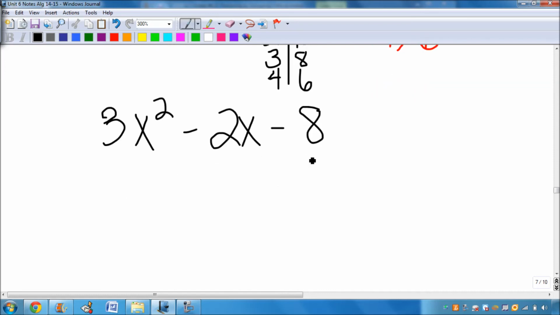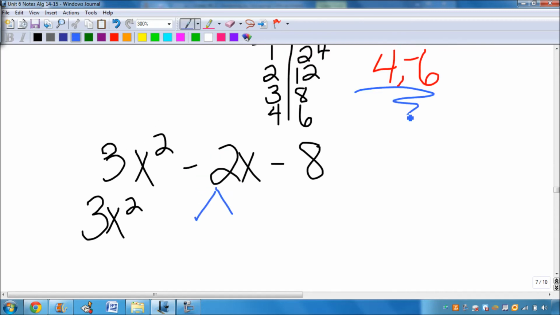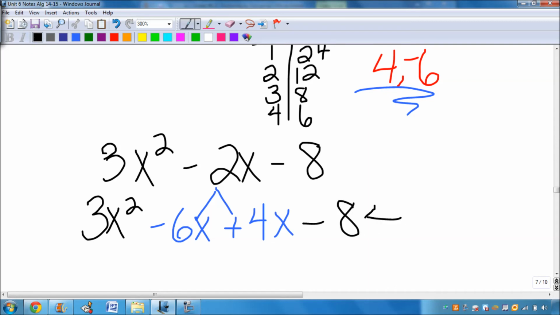And we're going to copy down the 3x squared, and we're just going to split up this negative 2x using the two factors that we decided right here. So we're going to have a negative 6x and a positive 4x. Again, it doesn't matter what order you put it in, it's completely up to you. And then minus 8 right here, okay? And the minus 8 stays the same, okay? So I don't change that piece. Remember, this line is equivalent to this line. We're just breaking up our middle term into two separate pieces, okay?